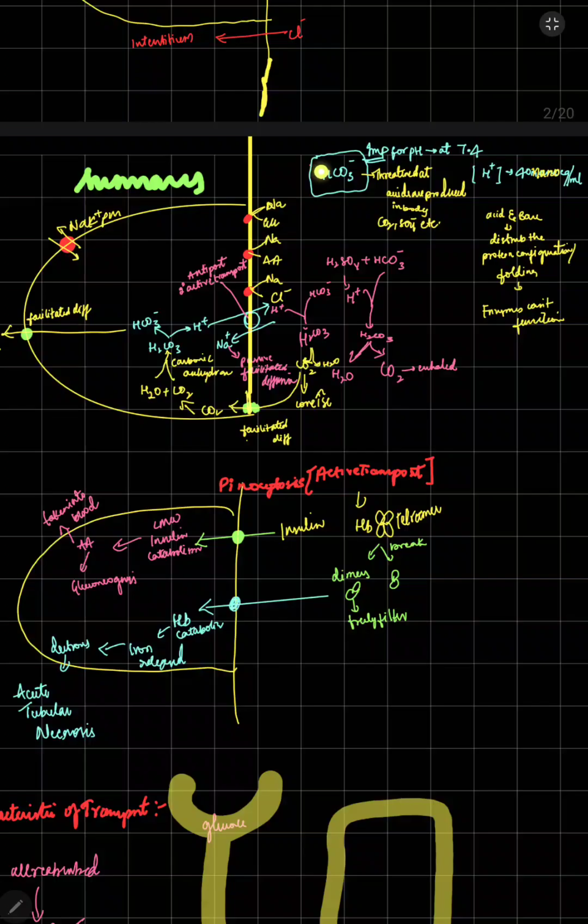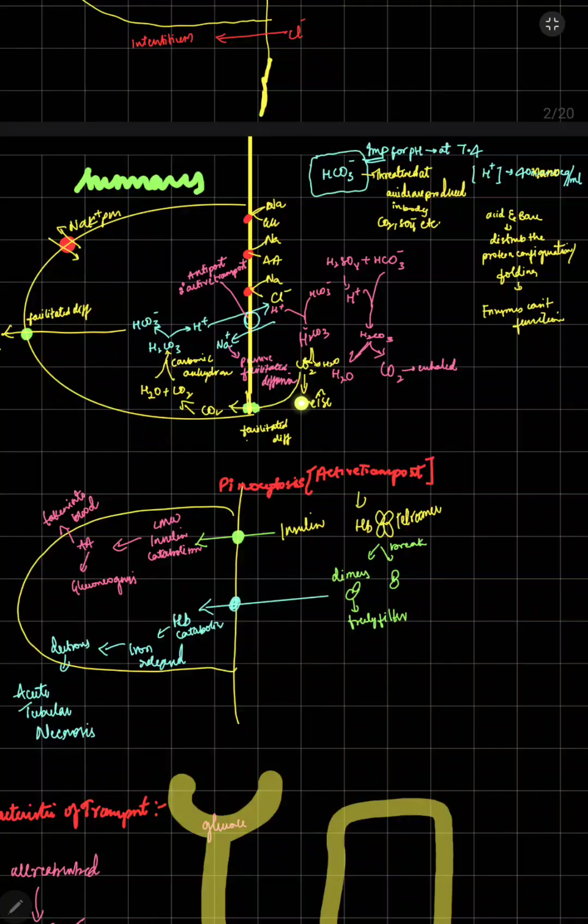Now, how does body preserve bicarbonate, which is filtered? So what happens is when the bicarbonate flows down, the acid releases H plus. H plus combines with the bicarbonate and forms carbonic acid, which gets dissociated to form water and carbon dioxide. Carbon dioxide is exhaled and water is lost or absorbed later. So this was a normal reaction that takes place, but body has to conserve bicarbonate.